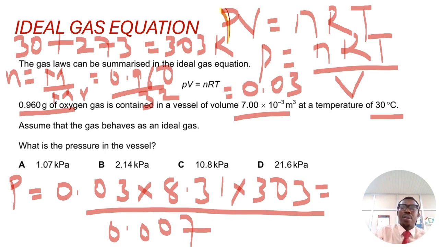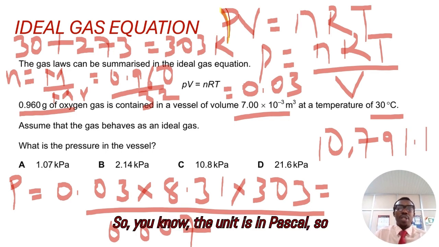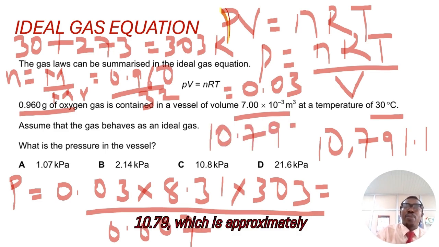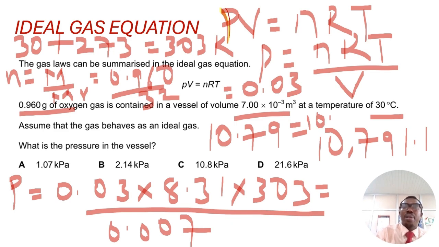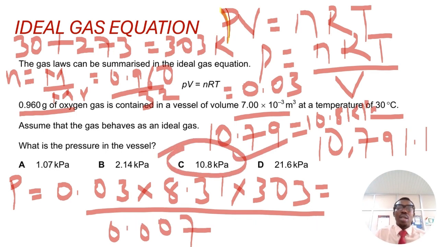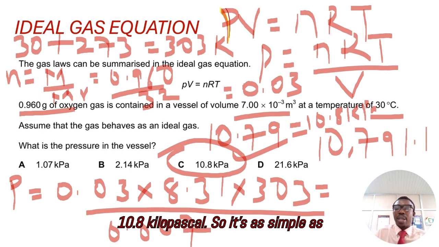So you have 10791.1. The unit is in Pascal, so we have to convert it to kilopascal by dividing by 1000. So you have 10.79, which is approximately 10.8 kilopascal. So the correct answer to this question is C, which is 10.8 kilopascal. So it's as simple as ABC.